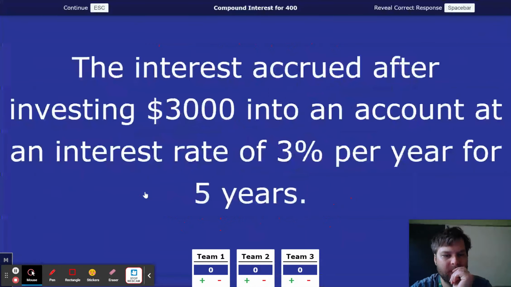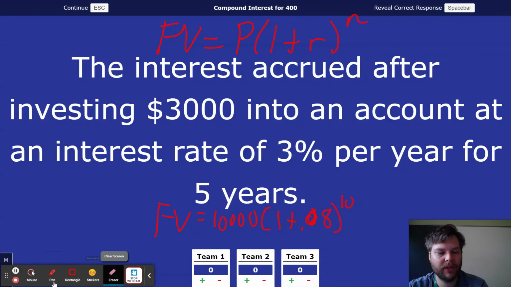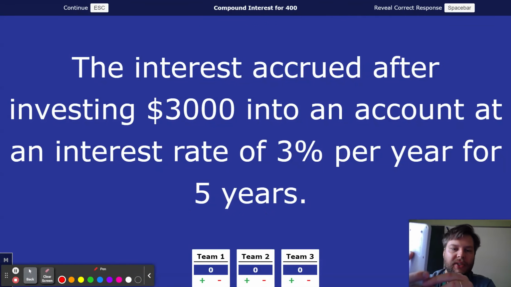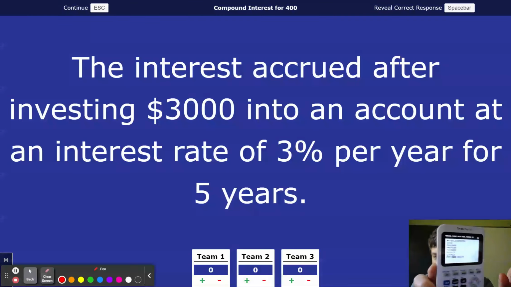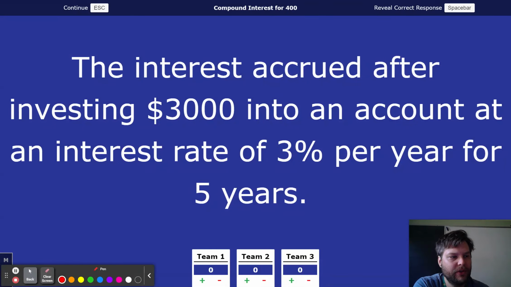All right. The interest accrued after investing at a rate. So we could do this one here with the formula, or we can use the finance app. So let's do the finance app here. N is 5 for 5 years. I is 3. PV is 3,000 because that's what we start with. PMT, payment, is 0. Future value, we don't know, and we're only doing it once a year. So I'm going to ask it to solve the future value. I have it highlighted, then I do the green button and the enter button.